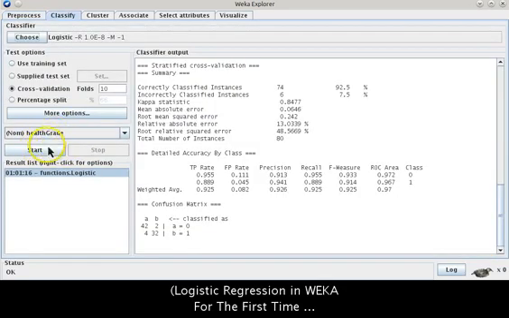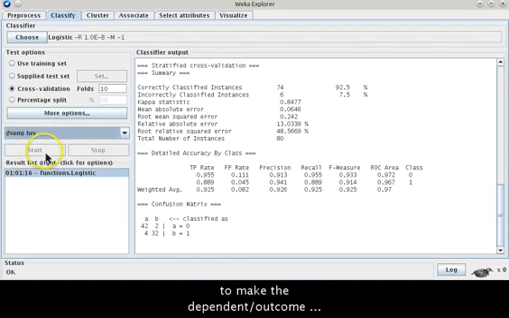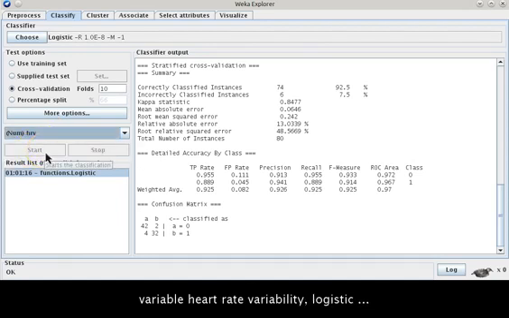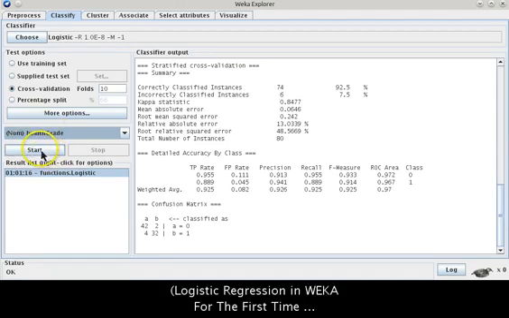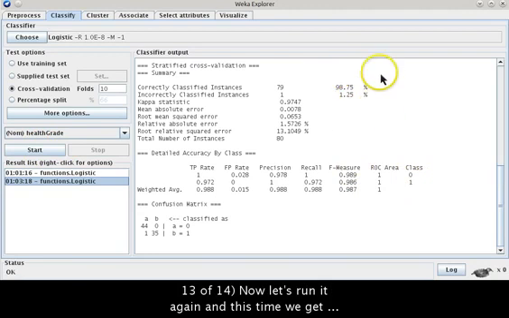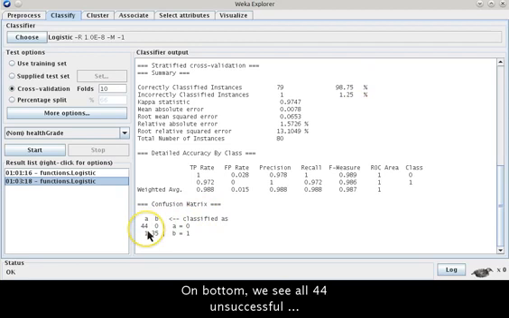Again, in the pull down menu, if we try to make the dependent or outcome variable heart rate variability, this logistic regression algorithm tells us it's not going to do numeric classes. Now, let's run it again, and this time we get 98.75% prediction accuracy. On bottom, we see all 44 unsuccessful measurements were predicted correctly, and 35 of 36 successfuls were predicted correctly.